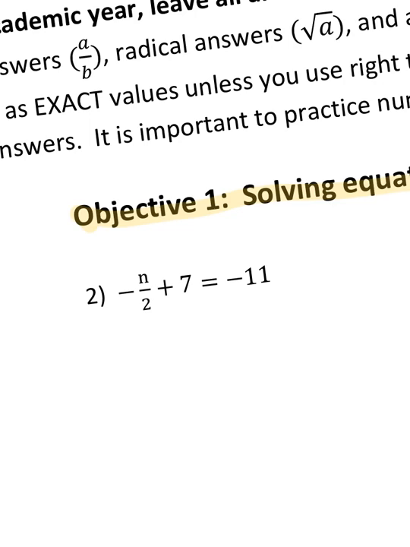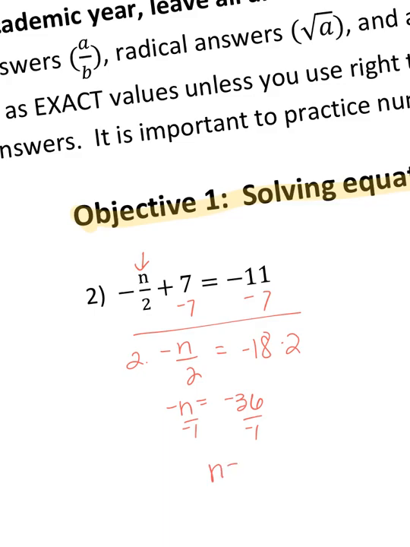And so for this one, the first thing we need to do if we're trying to solve for n is get rid of this 7. So we are going to subtract 7 from both sides, and we get negative n over 2 is equal to negative 18. We'll multiply both sides by 2. Get negative n is equal to negative 36, and when we divide by negative 1, n is equal to a positive 36.